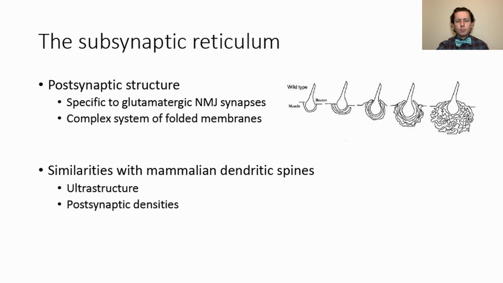The subsynaptic reticulum, or SSR, is a specialized postsynaptic structure that is specific to glutamatergic NMJ synapses. It consists of a complex system of folded membranes that envelops synaptic boutons at these glutamatergic NMJ synapses, and is known to house glutamate receptors, synaptic scaffolding proteins, and multiple other proteins that are essential for proper synaptic function. Also, the subsynaptic reticulum shares several similarities with mammalian dendritic spines, including both two-dimensional ultrastructure and similarities in the composition of their postsynaptic densities.